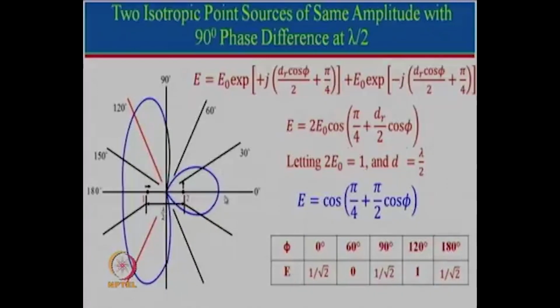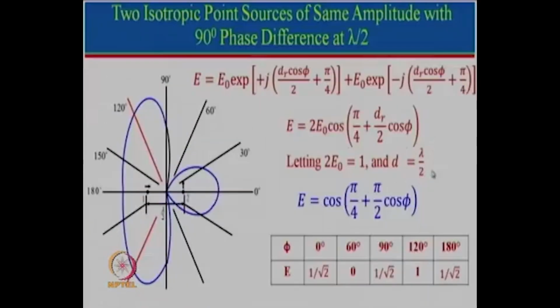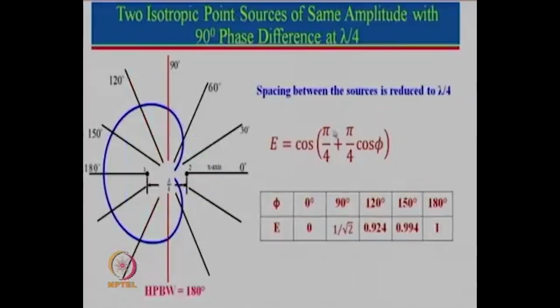However, this situation changes slightly if, instead of taking lambda by 2 distance, I take lambda by 4 distance. So if we put d equal to lambda by 4 over here instead of lambda by 2, this equation gets modified. And now if we substitute different values of phi, just to take one example, if we put cos 0 here, so cos 0 is equal to 1, so this will be pi by 4 plus pi by 4, which will be pi by 2, this value will be equal to 0, and then we can fill all the other rows here.